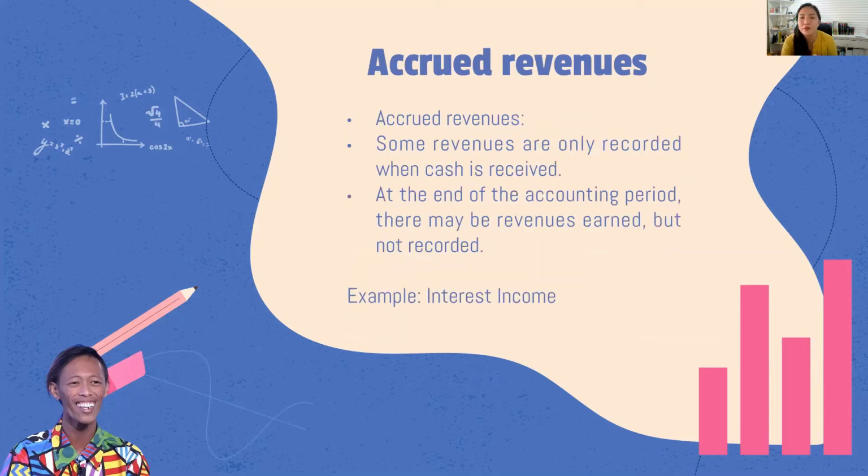Okay, so accrued revenues are only recorded when cash is received. So at the end of the accounting period, there may be revenues earned but not recorded. So these are called accrued revenues. So example is the interest income.